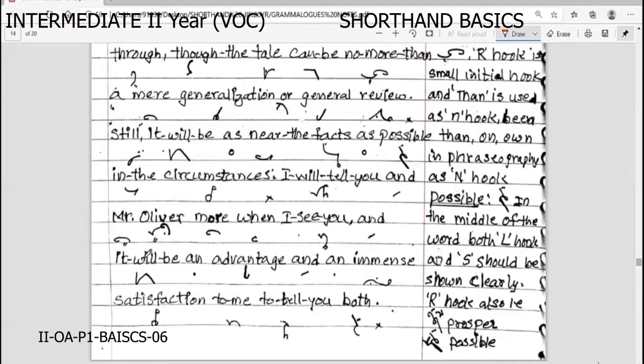And it will be. It is written T on the line and will is L and join B to that. It will be. And advantage. It is D and V hook above the line. Advantage. And redirection lighting above the line. And immense. E vowel to M, A, hook and N, stroke and N, circles. Immense. Okay, on the line.